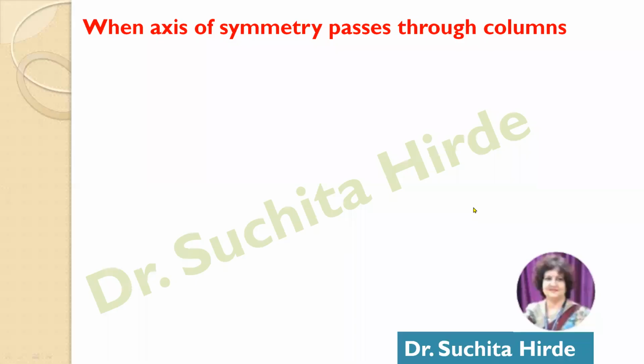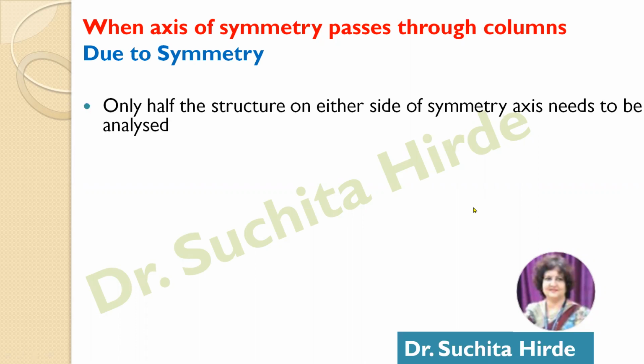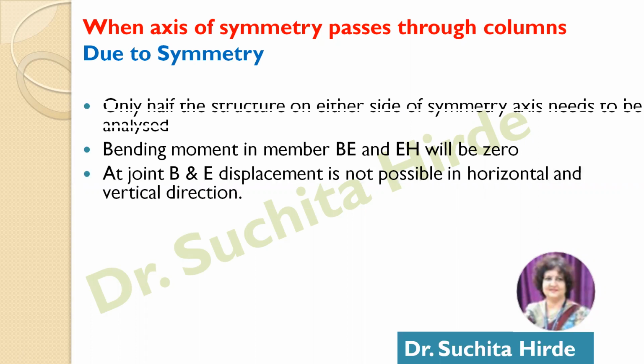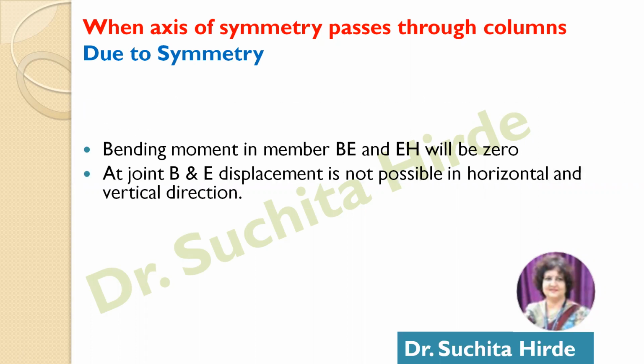So from the discussion so far, we can conclude that when axis of symmetry passes through columns due to symmetry, only half the structure on either side of symmetry axis needs to be analyzed. Then bending moment in the member which lie on the axis of symmetry, that is member BE and EH, the bending moment will be 0. Then at joint B and E, which is on axis of symmetry, displacement is not possible in horizontal and vertical direction.